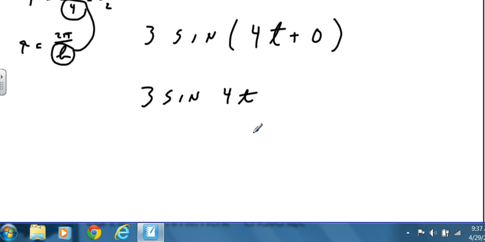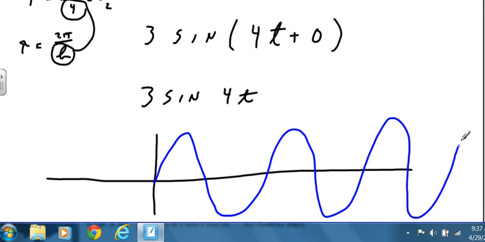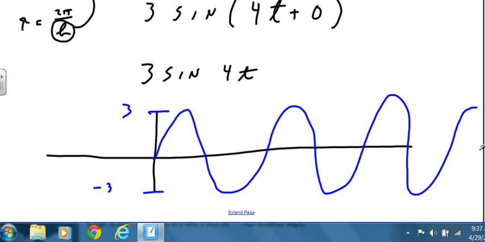Okay, now we got that. Excellent. Now we just do a sine function. And we start at 0, so we're going to go up, we're going to go down, up and down, up and down. We're going to go all the way up to 3, all the way down to minus 3. And our period is pi over 2. So there's pi over 2. There's a pi. And there's 3 pi over 2.